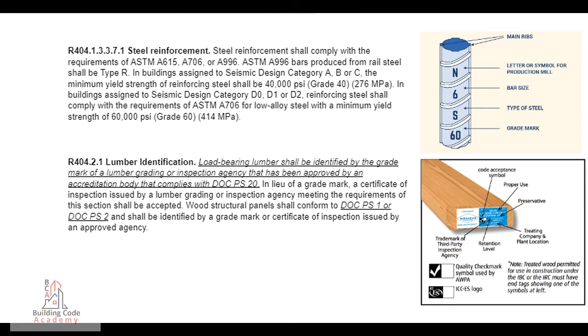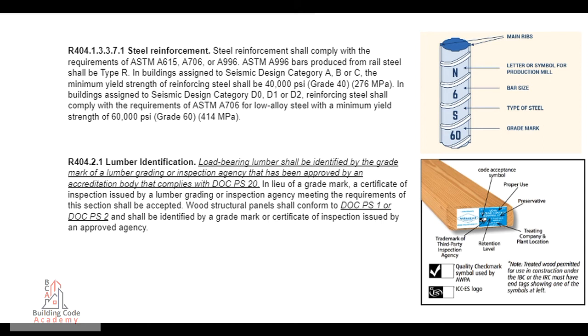R404.1.3.3.7.1 Steel reinforcement. Steel reinforcement shall comply with the requirements of ASTM A615, A706, or A996. ASTM A996 bars produced from rail steel shall be type R. In buildings assigned to seismic design category A, B, or C, the minimum yield strength of reinforcing steel shall be 40,000 psi, grade 40, 276 MPa. In buildings assigned to seismic design category D0, D1, or D2, reinforcing steel shall comply with the requirements of ASTM A706 for low alloy steel with a minimum yield strength of 60,000 psi, grade 60, 414 MPa.